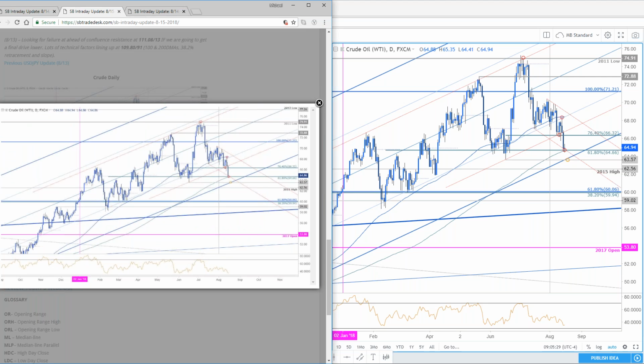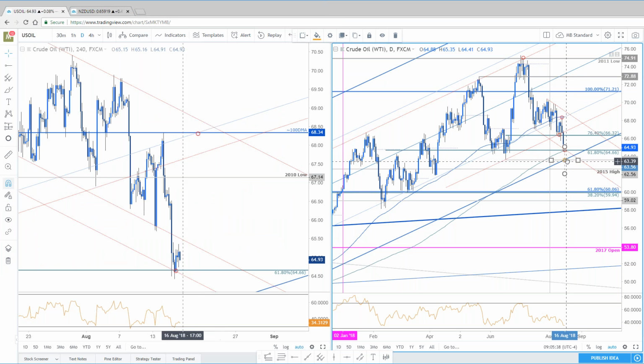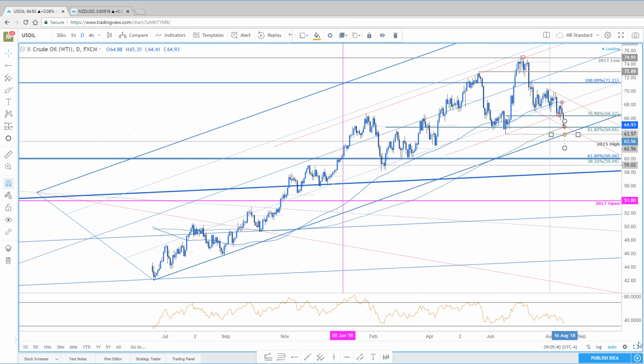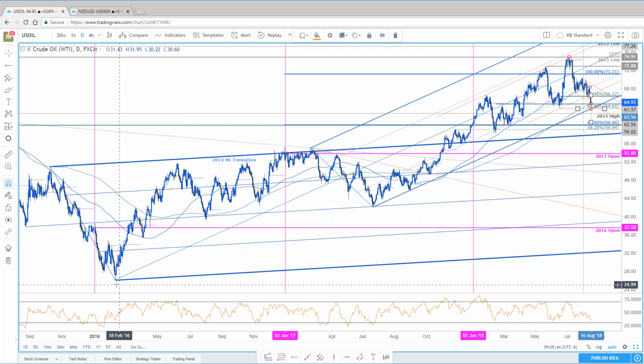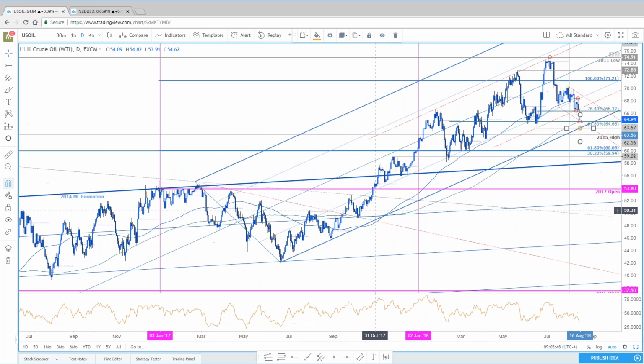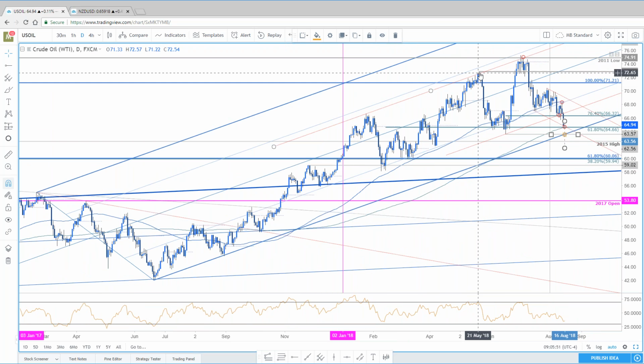It's a region of which it's either 64.66 where we're at right now, or 63.57 if there's any hope for the broader uptrend to remain intact for crude prices. Here's what we look like on the daily chart. Really clean slope we've been following off the 2016 lows, 2017 highs, 2017 lows. Slope caught all the highs that we made this year.